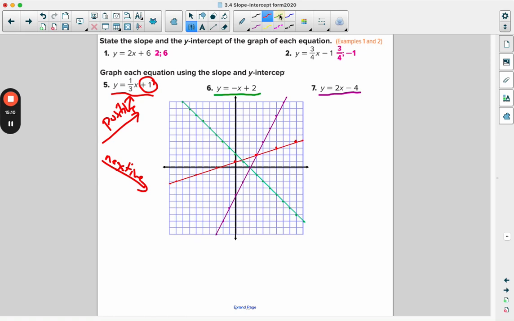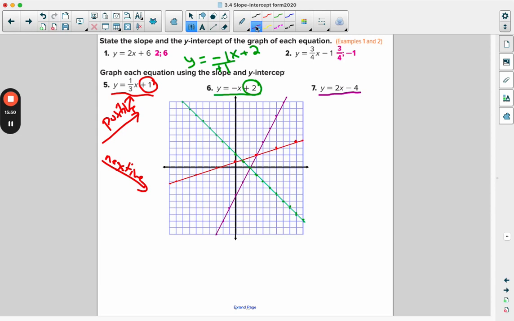The second one's a little bit trickier. You shouldn't have a problem finding the y-intercept. The y-intercept is 2. But the slope, negative x means negative 1x. So the slope is negative 1. Well, negative 1 isn't written as a fraction, so how do you take any number and make it a fraction? You just put it over 1. So this thing has a slope of negative 1 over 1. So down 1, right 1. Down 1, right 1. Down 1, right 1. Notice it's a downhill slope because it's negative.